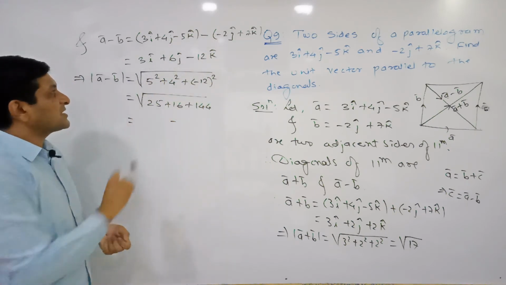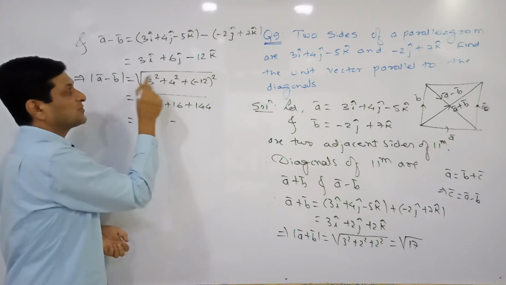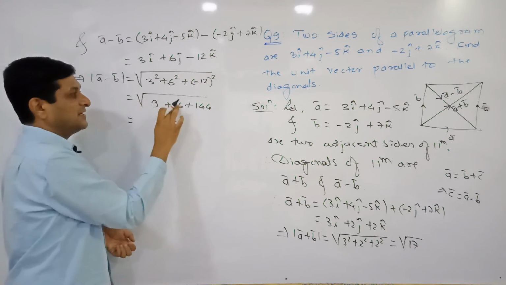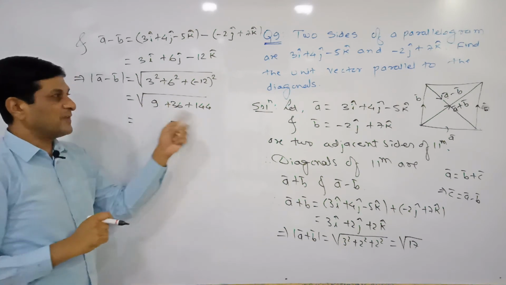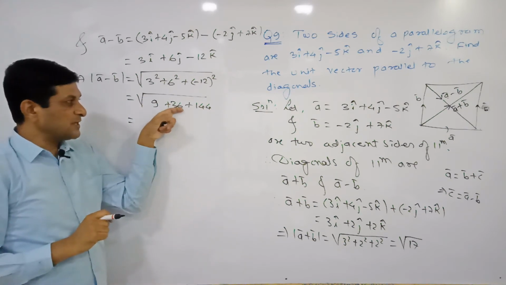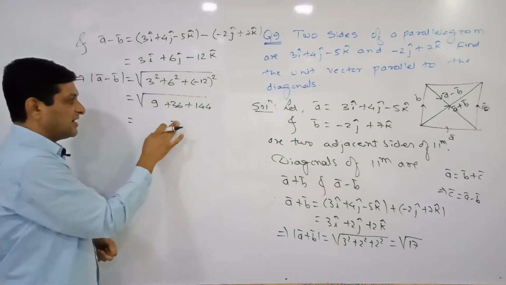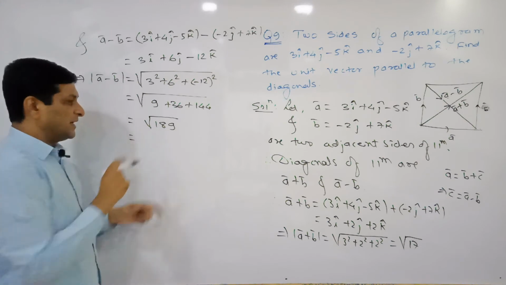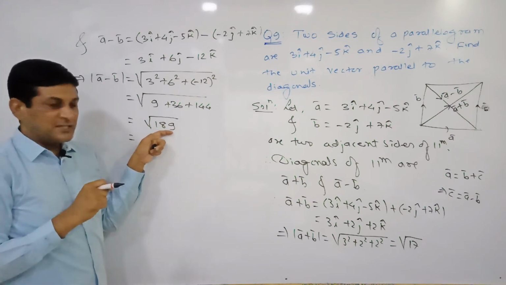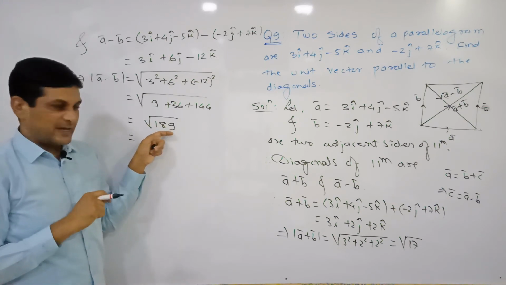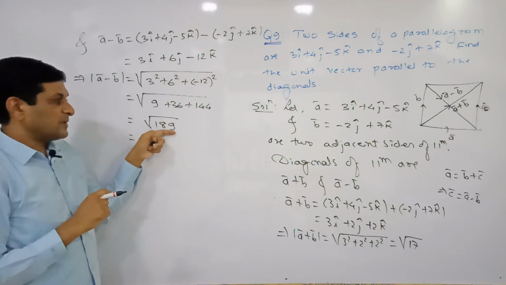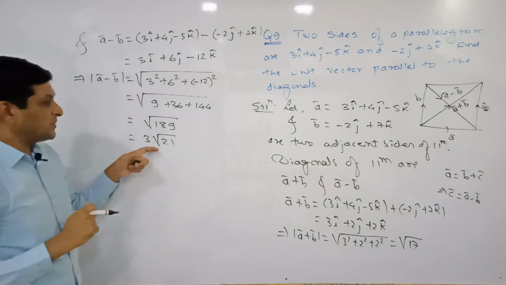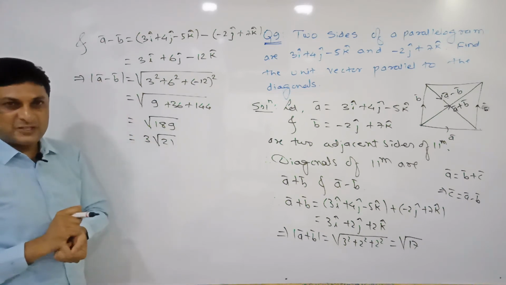So now let us try to find its magnitude: 3 square plus 6 square plus minus 12 square. So here we will get 9, 36 and 144. This addition will be equal to 180, and 180 plus 9 will be under root 189. We can observe that 189 is a multiple of 9, and 9 is a perfect square. 9 into 21, so 9 outside the root will become 3, giving 3 root 21. In this way we have got the magnitude of A bar minus B bar also.